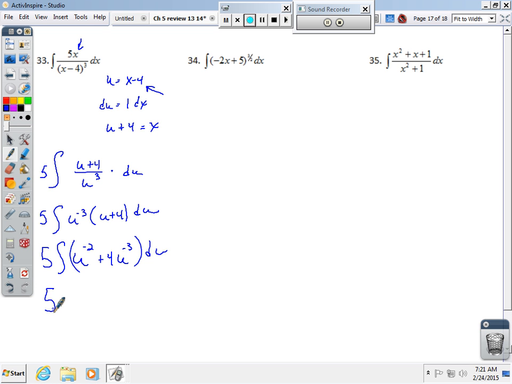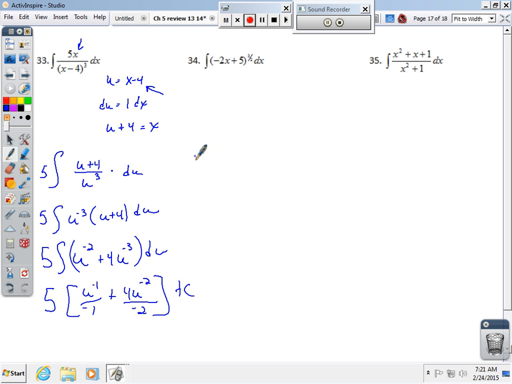So that's going to be 5 times the quantity of u to the negative first over negative 1 plus 4u to the negative second over negative 2. I'll simplify that in a second. Plus c.